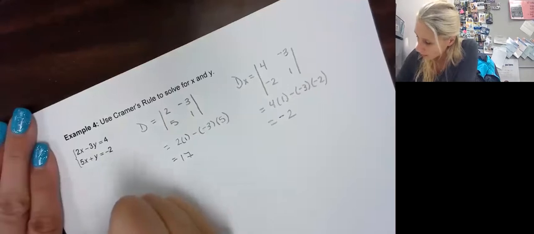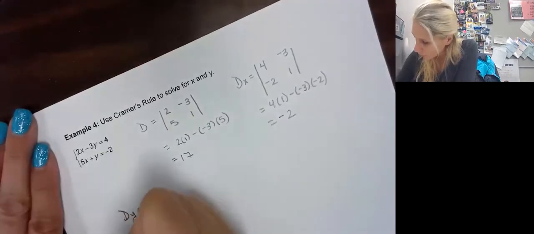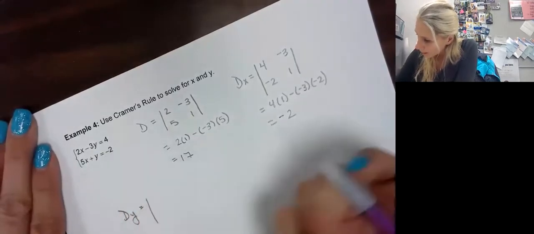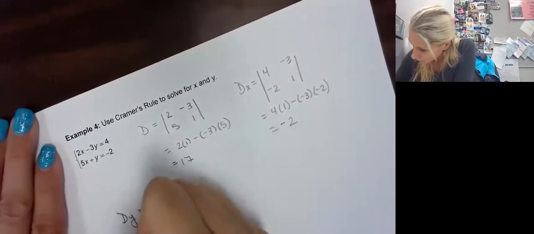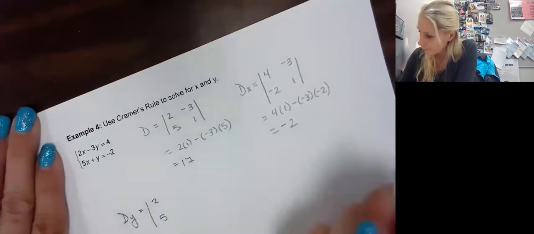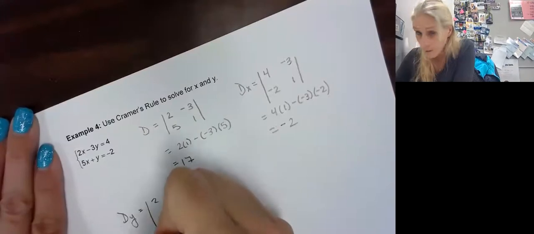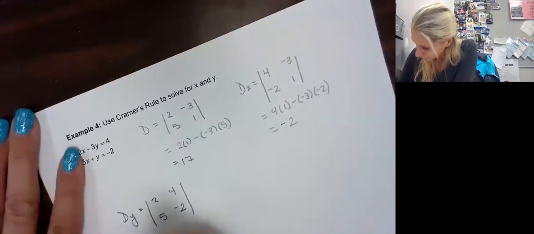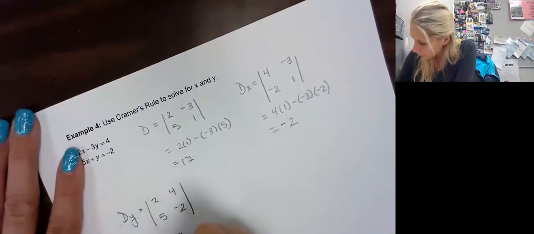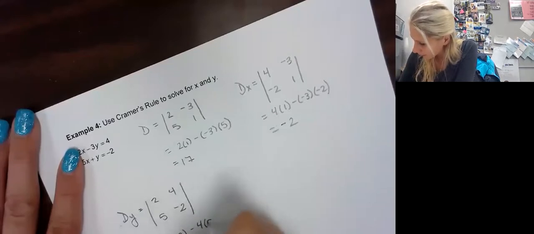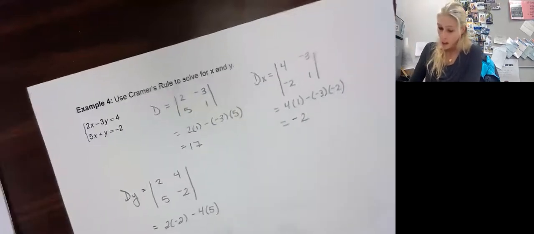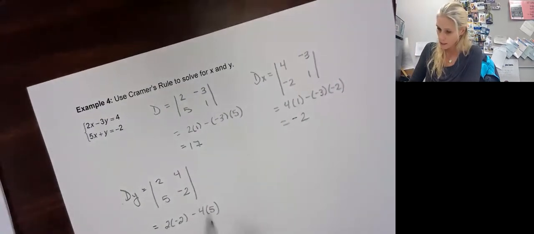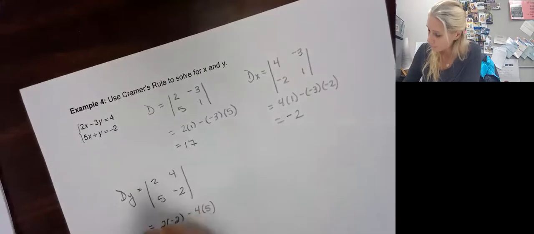Then we have our y, so determinant for our y. That means we keep our x's, which are 2 and 5, but instead of our y's, we're going to put our constants of 4 and -2. Okay, so 2 times -2 minus 4 times 5. So what is that? -24.